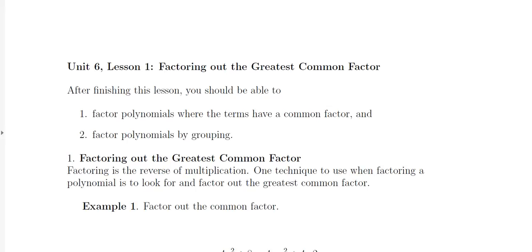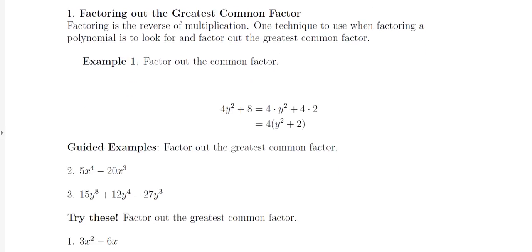So we see in this first example that in 4y squared plus 8, 4 is a common factor to both 4 and 8. So 4 can be multiplied by y squared, and 4 can be multiplied by 2. And that common factor of 4 can be taken out front of the parentheses, or factored out, and what we can write inside the parentheses is y squared plus 2.